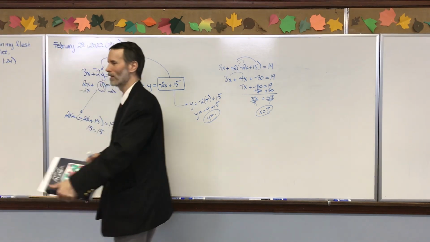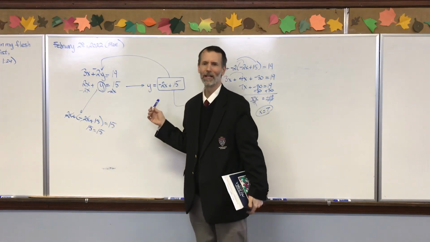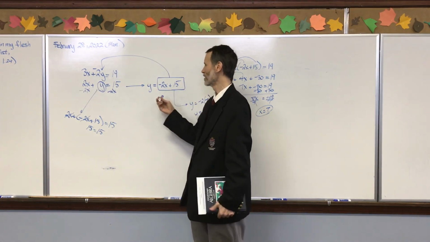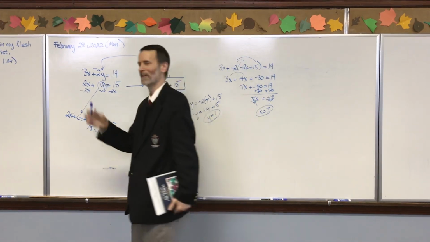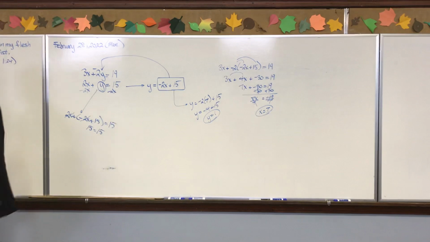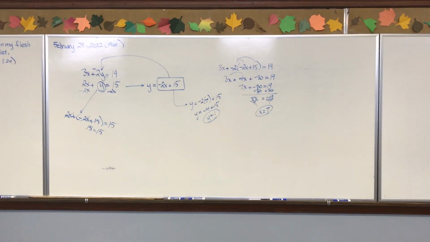There is a method called elimination, which I showed you earlier in a previous story problem. That's one method of solving these things. This substitution is another method that requires you getting a letter by itself. But you choose whichever method you like.